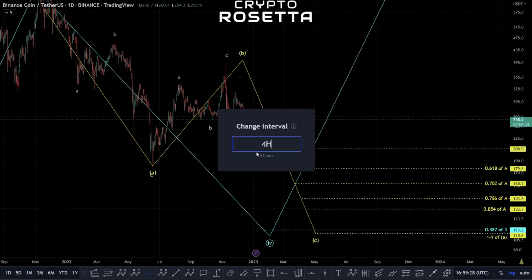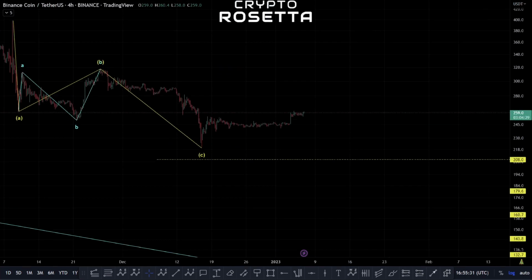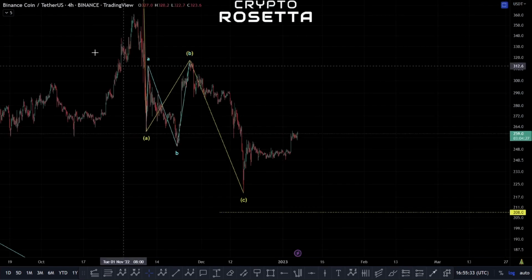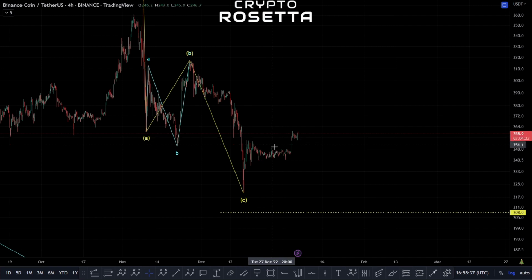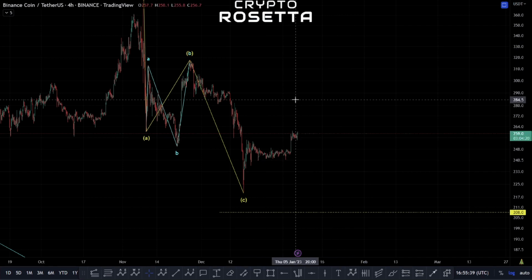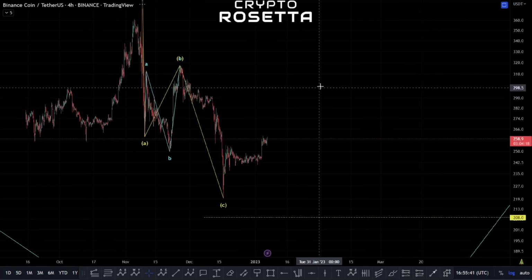So if we jump into the smaller time frame, like I said, it is possible we could have this as a completed ABC here, and we're going to start to look to break away from here, where this becomes a 1, 2, 3, 4, 5, and then we're looking to break to the upside here.